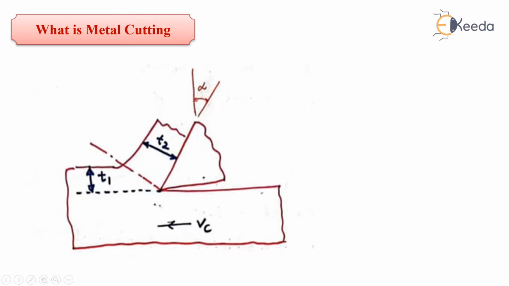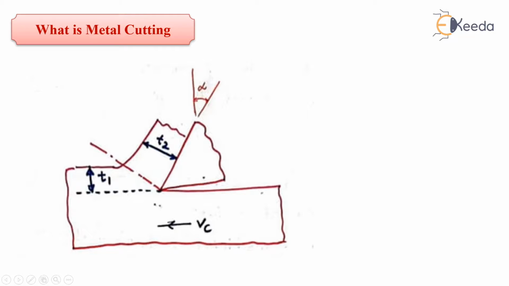Now, if you look at the diagram, this is the workpiece, this is the tool, and this is the chip. You know very well. Now, this region is our shear zone. The shear zone extends over a very narrow region, and it is represented by a very thin straight line. This is one of the assumptions of Merchant theory. This thin straight line is our shear plane.